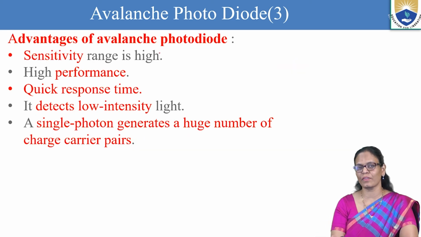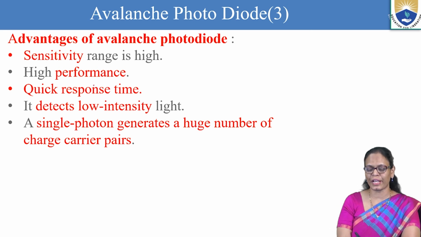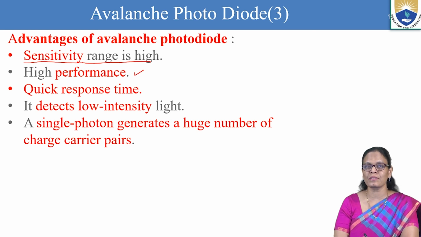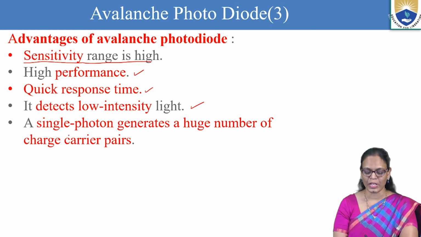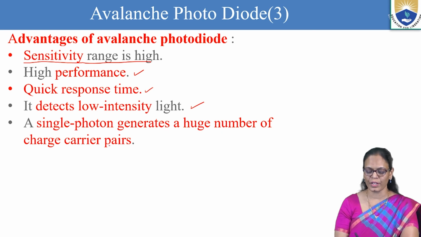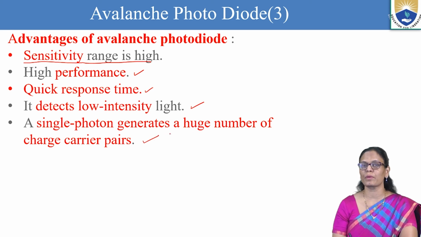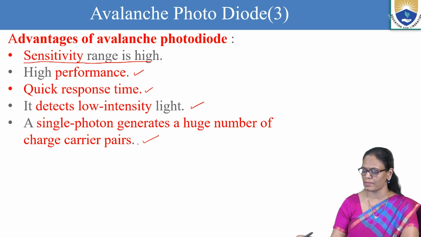Coming to the advantages, whatever the characteristics of the avalanche photodiode, they become the advantages of using the photodiode. What is the greatest advantage? The sensitivity range is very high. It has high performance and quick response time. Then it also detects low intensity light, so we use them to detect light at a low intensity. Then a single photon generates a huge number of charge carriers. This is what we have discussed in the multiplication and production of electron hole pairs.